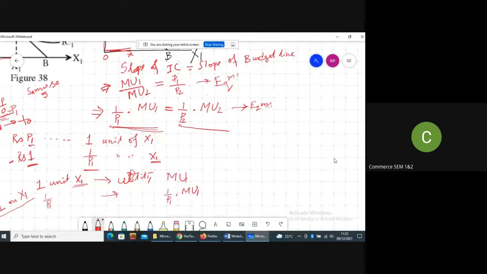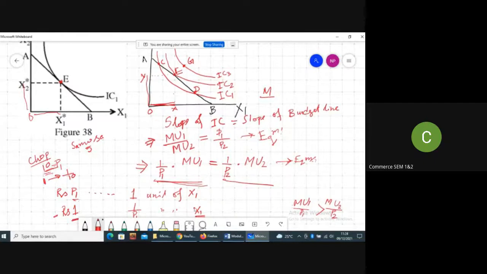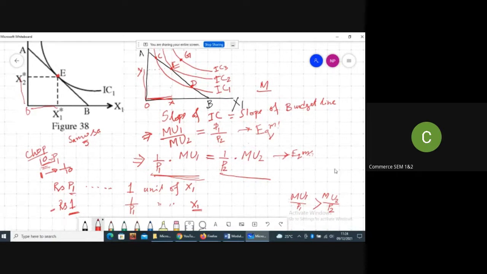Now, what will happen if this equality is not there? Say MU1 by P1 is greater than MU2 by P2. Then what will happen?